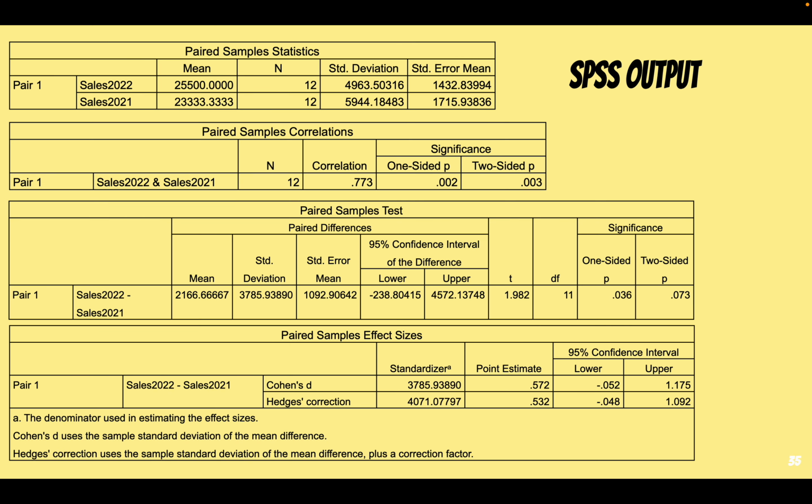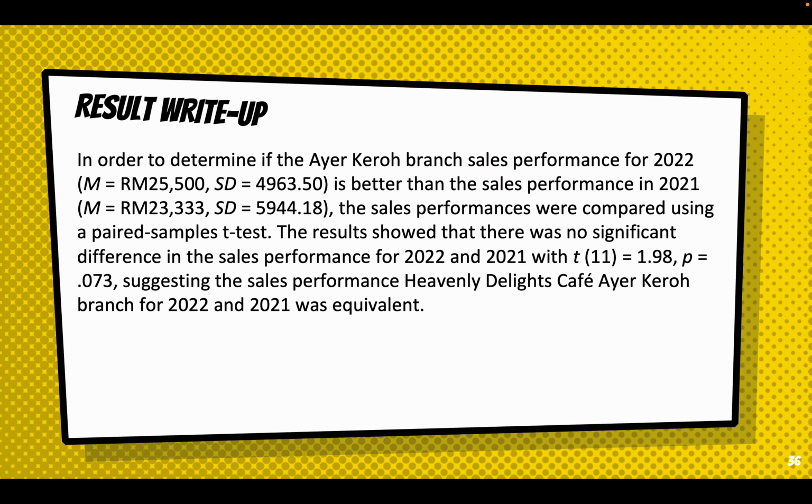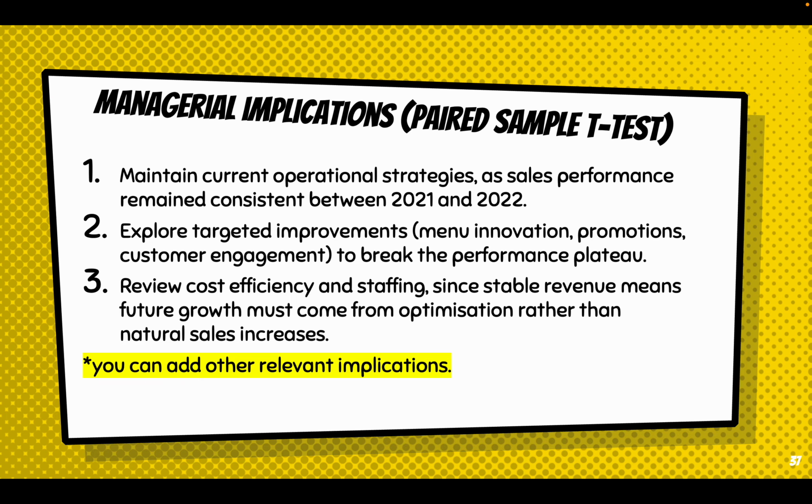The results show no significant difference based on the p-value that is more than 0.05, meaning the branch is stable with no major improvement or decline. So here is how you write the write-up in your thesis. But what are the implications? Maintain current strategies, but consider targeted improvements to break the plateau.